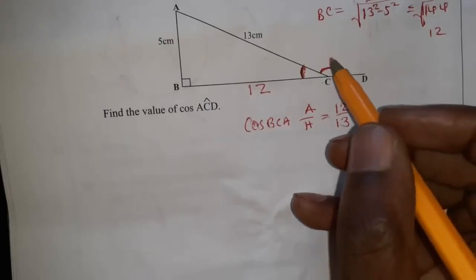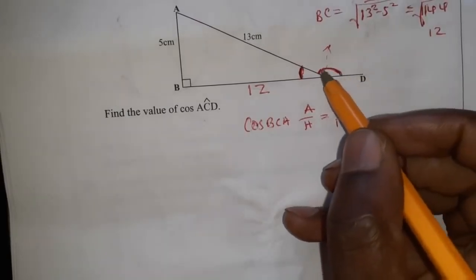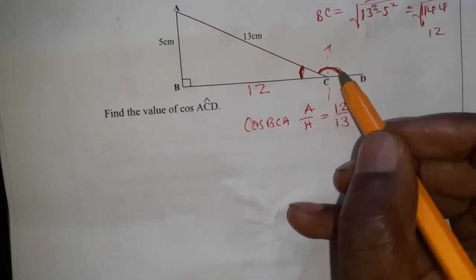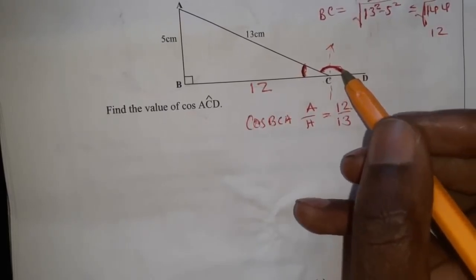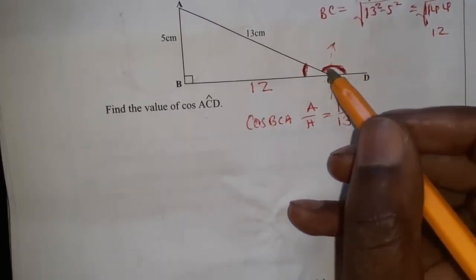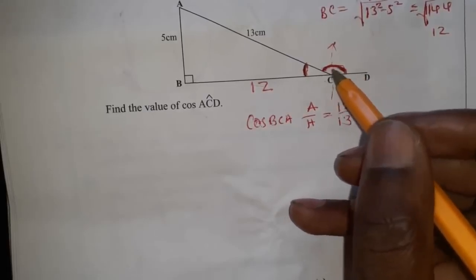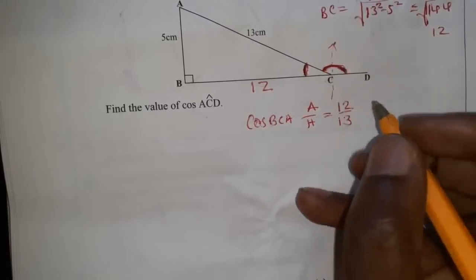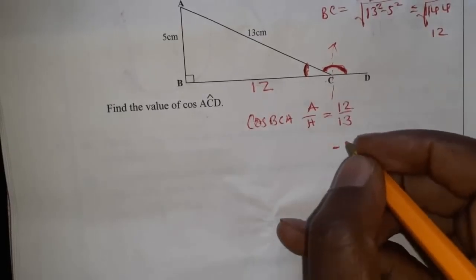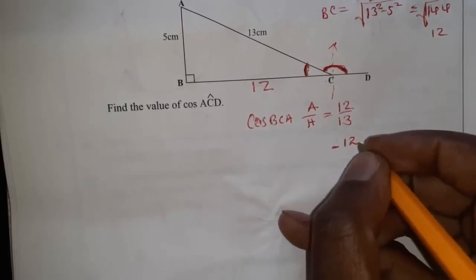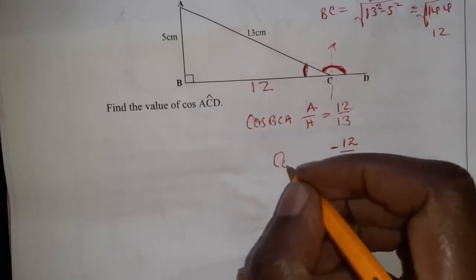Are we together? Now we look at this. Now we want this whole thing here, isn't it? So we're looking at cos in the second quadrant, and cos in the second quadrant is negative. So we're just going to add a negative to this one. So it will be negative 12 over 13. This is what is going to be cos.